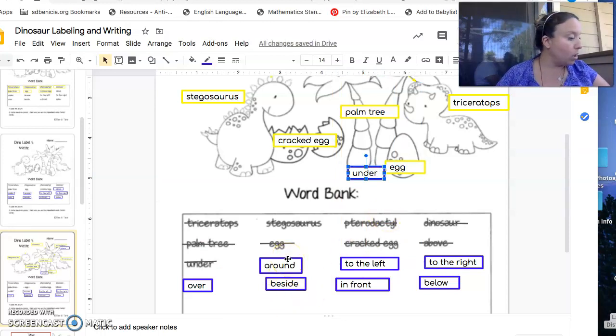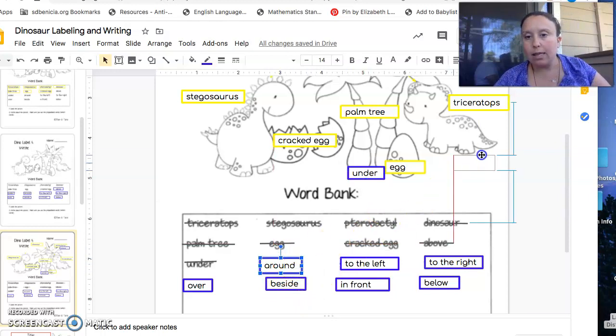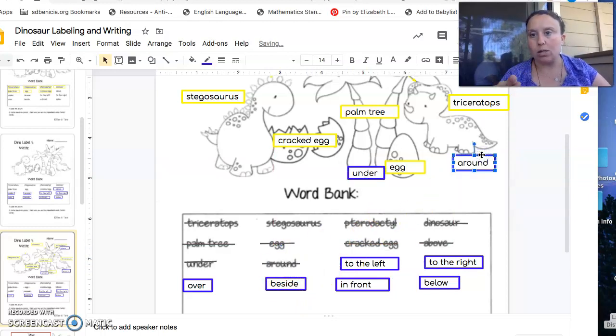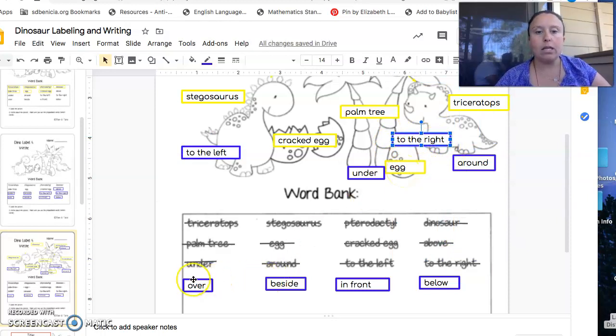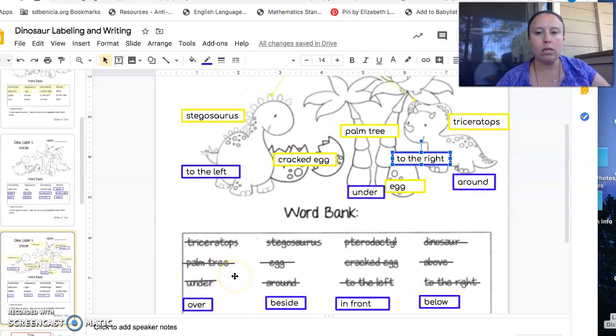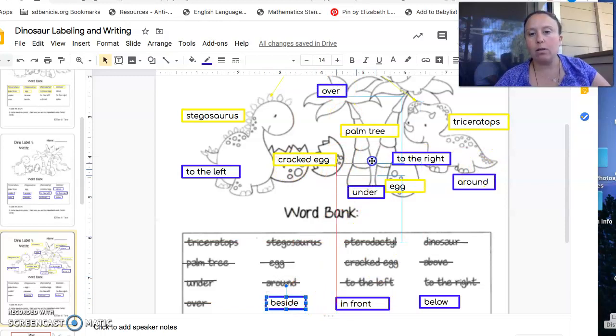Let's talk about what is around. Well, I think this Triceratops is around the palm trees and around the area. Who is to the left? Well, Stego is to the left of the cracked egg. And who is to the right? Triceratops is to the right of the palm tree and the uncracked egg. Let's talk about who is over. Well, we've already done pterodactyl, so let's talk about the palm tree. This canopy of the palm tree is over the other items. Who is beside? Well, in my mind, these two trees are beside each other.